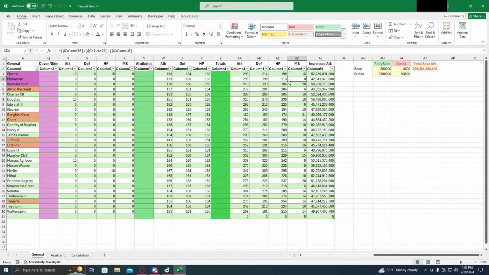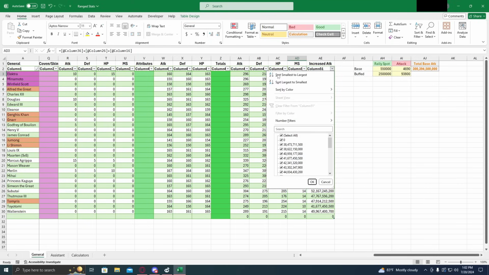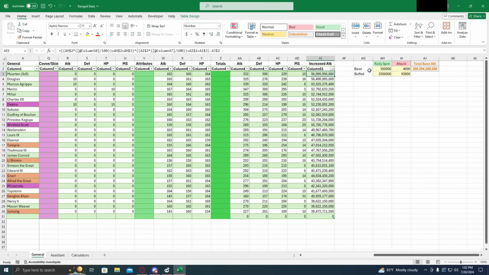Let's look at the march size. Once again, very important, and this is where people don't take this into consideration. Minamoto has 0% march size. Winfield Scott has 20% march size, and Elektra has 16% march size. That's pretty big. Let's sort this by largest to smallest.